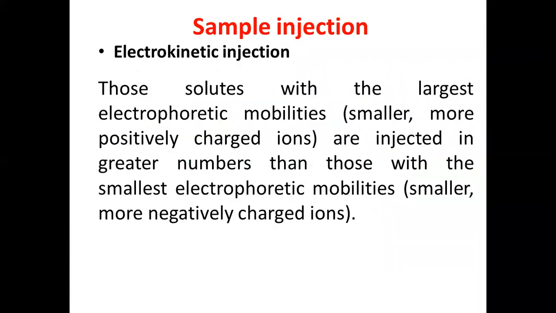Those solutes with the largest electrophoretic mobilities are injected in greater numbers than those with the smallest electrophoretic mobilities. It means the cations, which are smaller in size and larger in charge, are going to be introduced in larger amounts than larger, more negatively charged ions. As I gave in the examples I explained yesterday, efficiently separable solutes are going to be introduced in larger amounts. So you have to fix the experimental conditions in such a way that the sample is introduced without any bias.